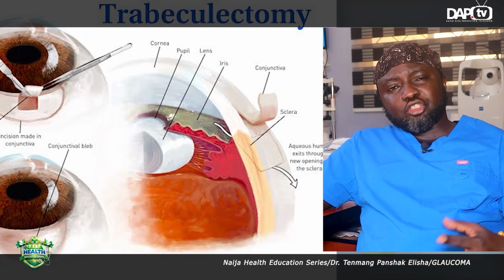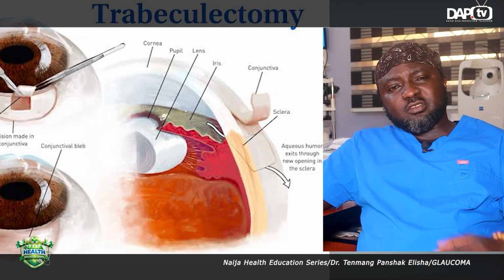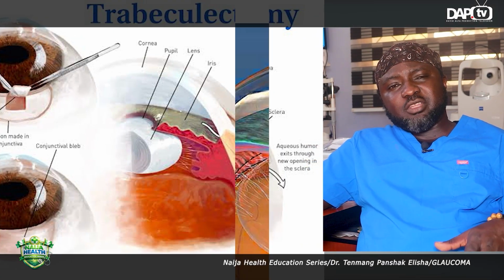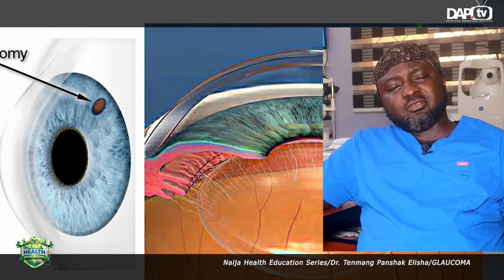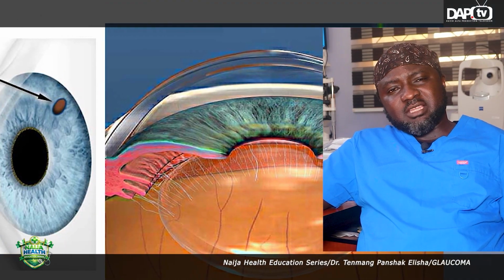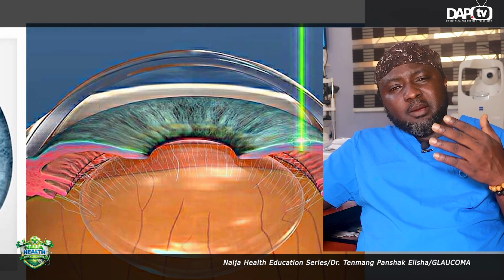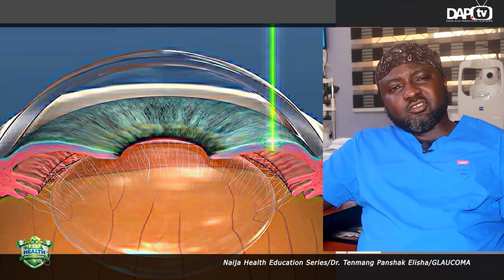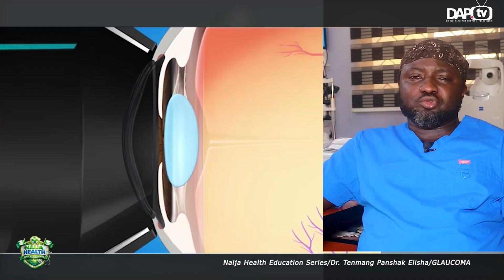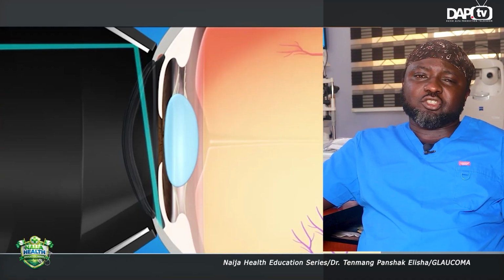We can offer them shunt surgeries where we use a tube, passing the tube into the eye, and this tube helps us to drain this excess fluid in the eye. Okay, we can even offer them some lasers. Laser surgeries can also be done for them, which will help us in controlling this pressure in the eye.